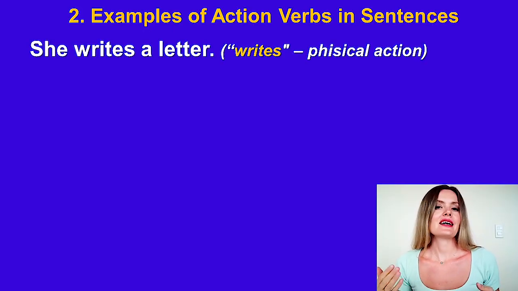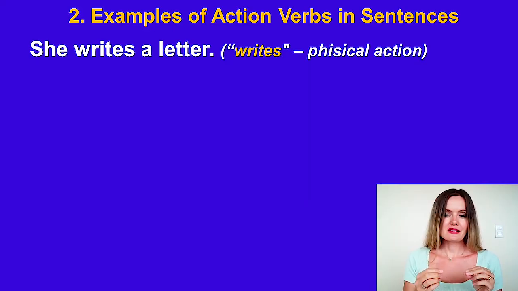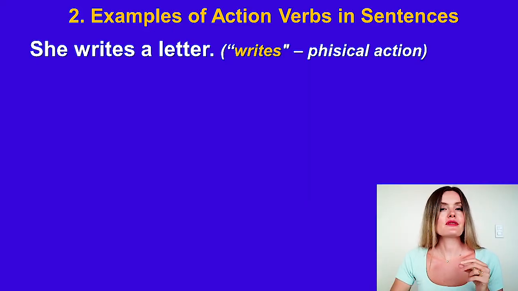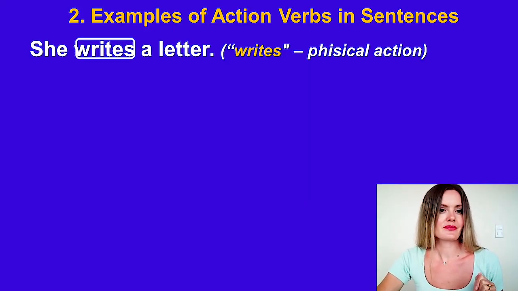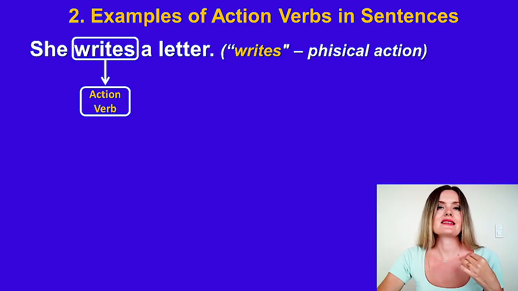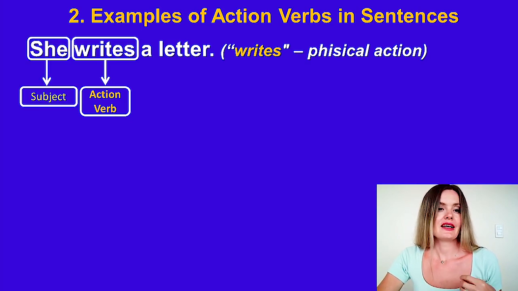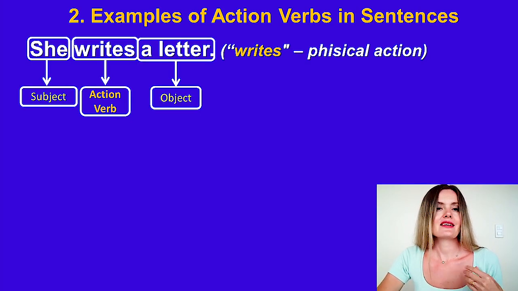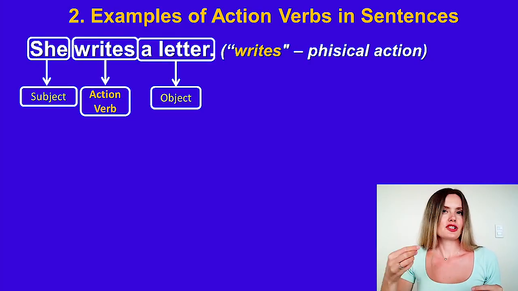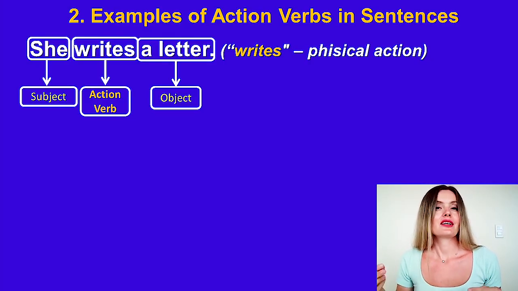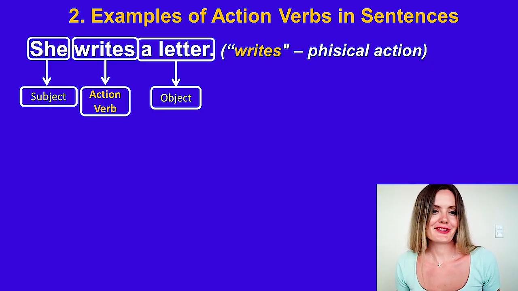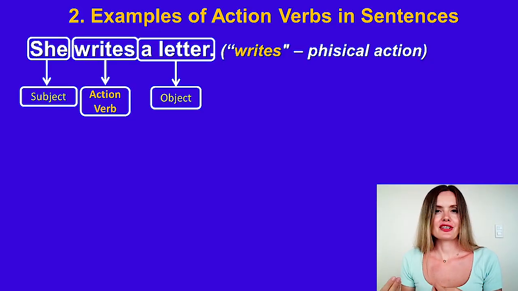She writes a letter. Writes is a verb that shows physical action. So writes is an action verb because it shows physical action. She is the subject and a letter is the object. What does she write? A letter. She writes a letter. Subject, action verb, and object.